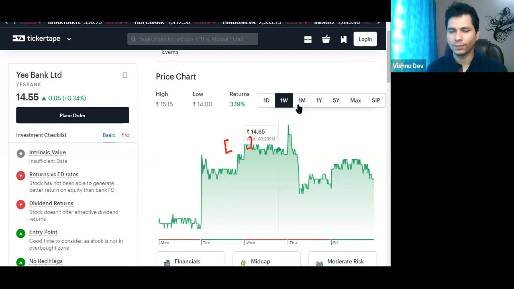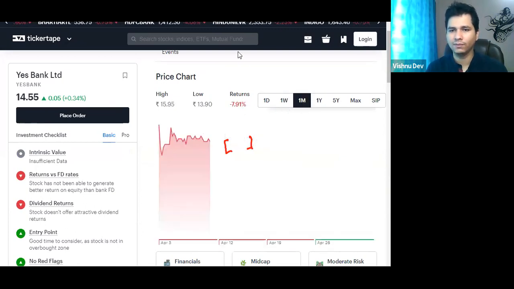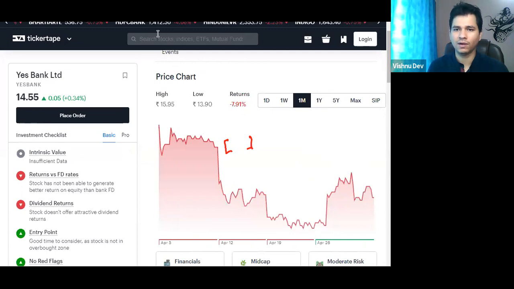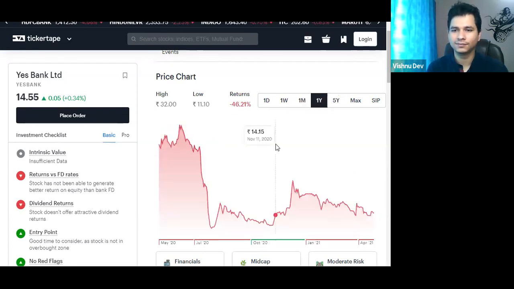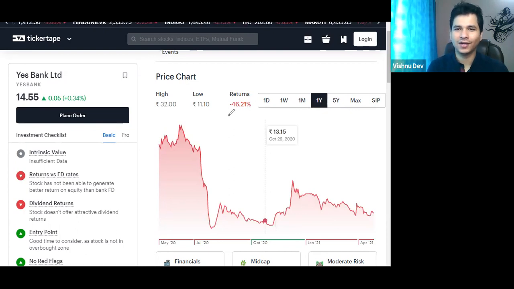Suppose they would have held for 1 month. Tell me, then what? Loss, sir. 7% loss. Suppose they would have held for 1 year, then super loss, sir. Now think about it, 5 years.